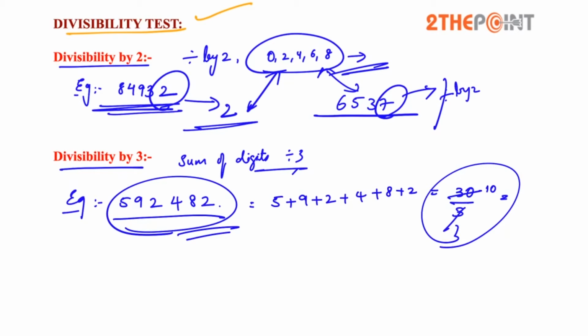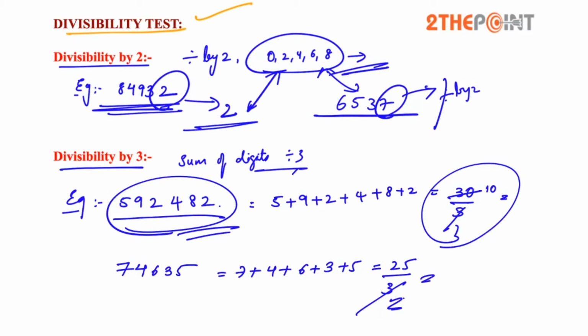Next, let's check another number. Let's take 74635, which is 7 plus 4 plus 6 plus 3 plus 5. The sum of these digits is 25. 25 is not completely divisible by 3, and hence this number is not divisible by 3.